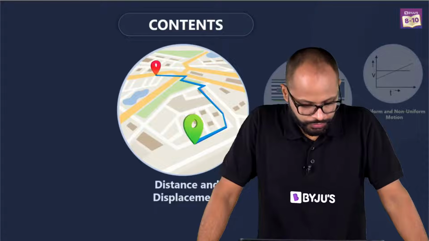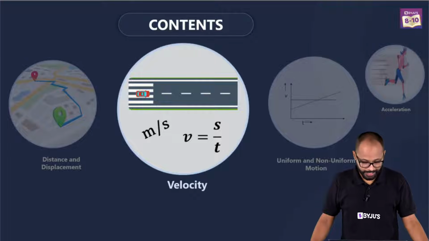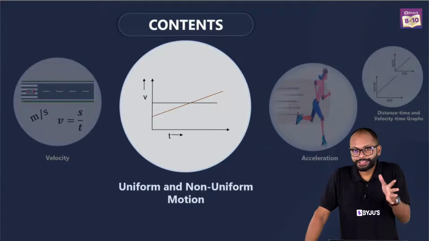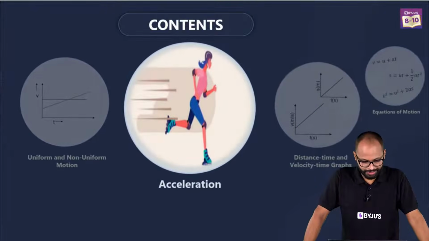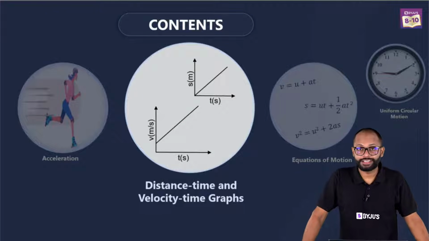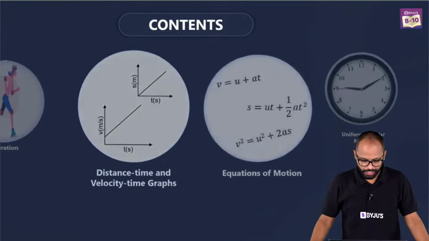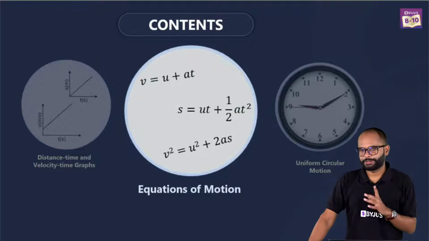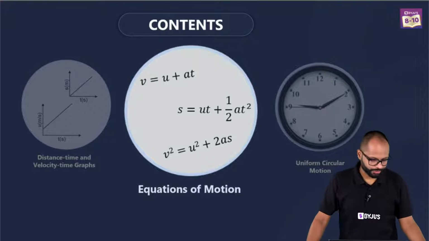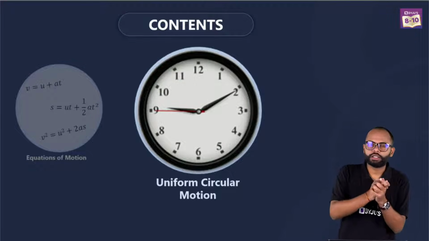Let's take a look at the contents first. Distance and displacement we'll be dealing with. Velocity. Uniform and non-uniform motion. This is how slowly it becomes harder. Acceleration, distance-time and velocity-time graphs. I know you said graphs. We have good questions from graphs. Equations of motion. It's there on the screen, you can see it. We'll deal with this, don't you worry about this. Uniform circular motion. So you have just now taken a look at the contents.